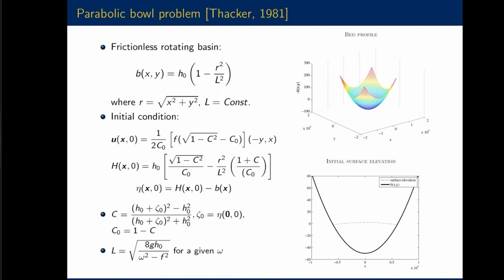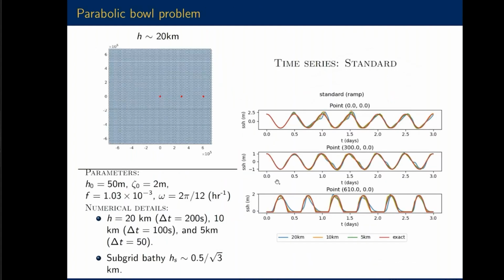For the first test case, we use the parabolic bowl problem. This test case looks at the flow with this initial condition, and we consider the bottom to be frictionless. The analytical solution to this problem just keeps rotating perennially, with the shoreline advancing and receding. Because it has no dissipation, any imperfection in representing the wetting and drying front could actually propagate very far into the domain.